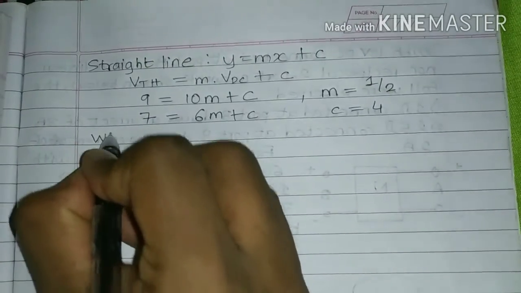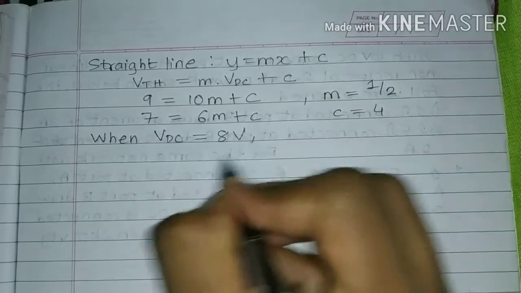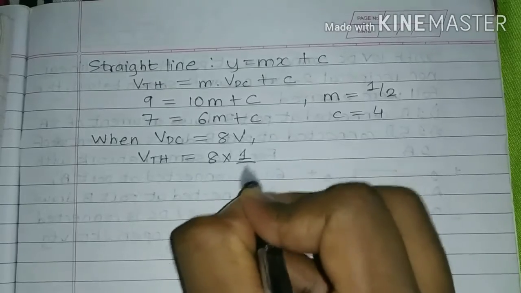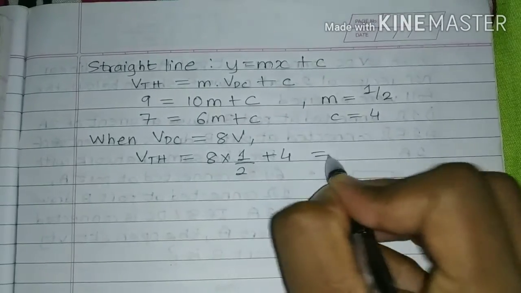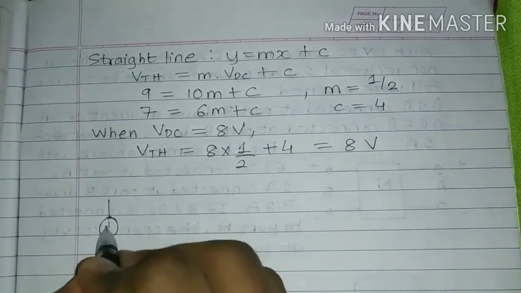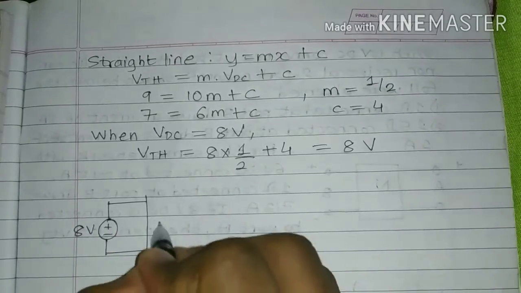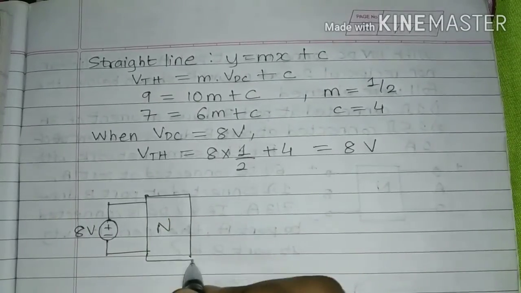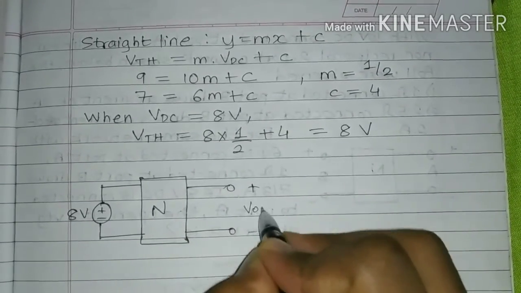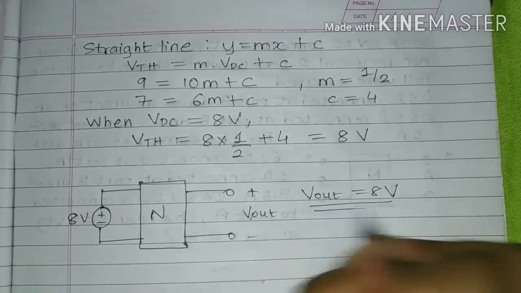Now when VDC is equal to 8 volts, VTh will be 8 into half plus 4, which is 8 volts. So let's redraw the circuit once again. 8 volt VDC, this is the network, and since we are keeping this terminal open circuited, the voltage appearing across the open circuit is Vout, and Vout is equal to VTh, which is equal to 8 volts.